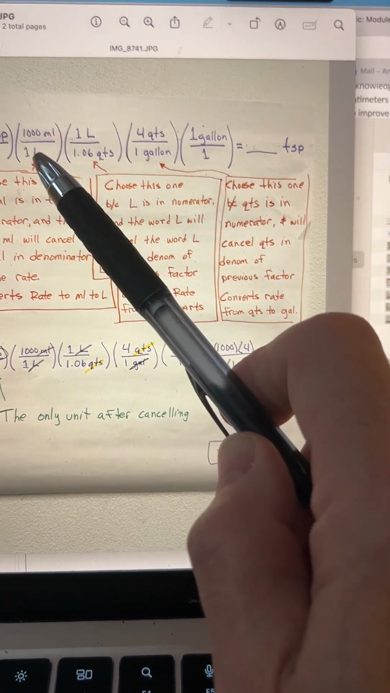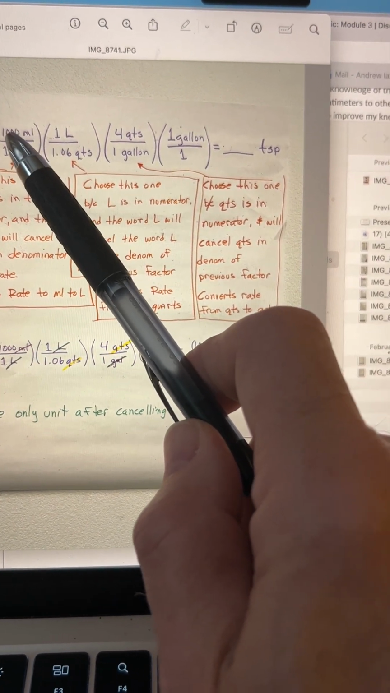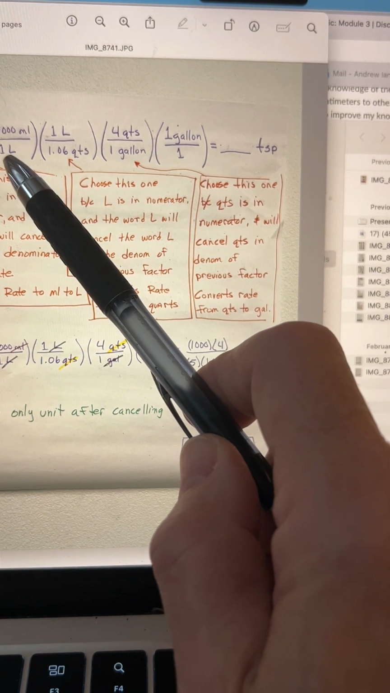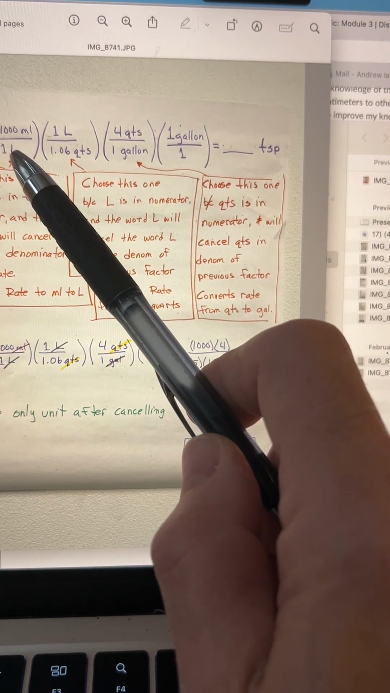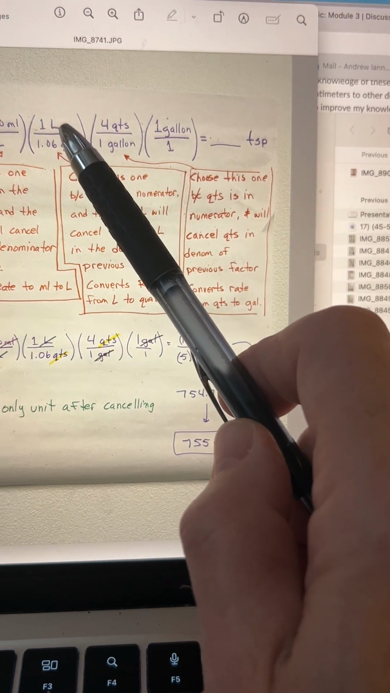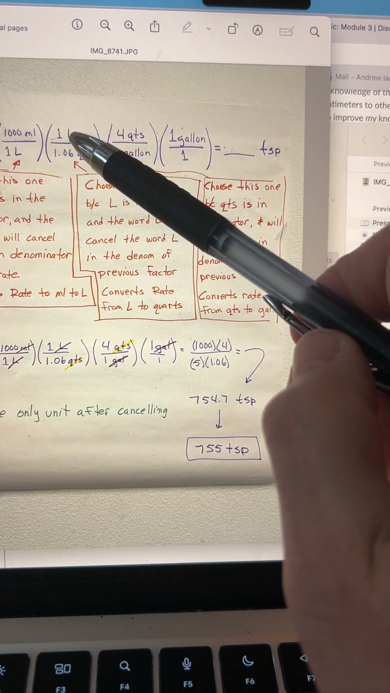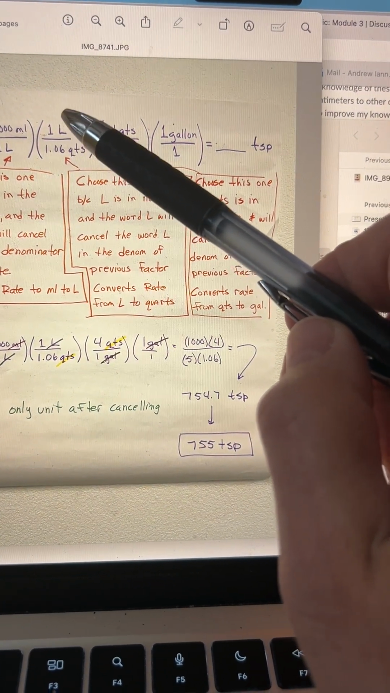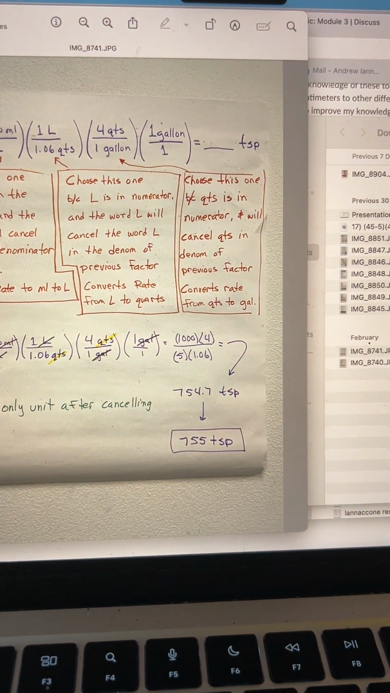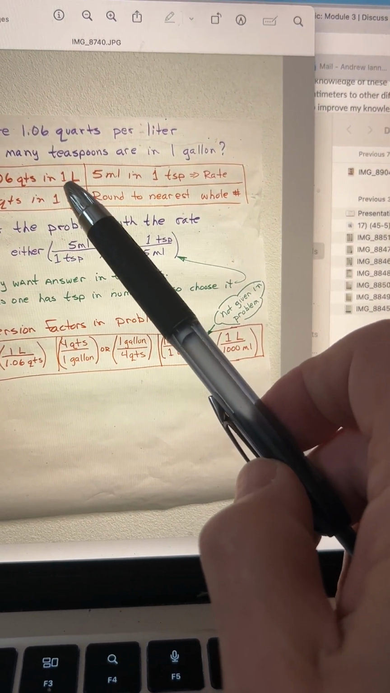So your previous conversion factor with milliliters on the top is 1,000 on the top, and then you go, okay, what word do I want to cancel on the bottom? It's liters, so go ahead and put liters on top. And you look at your other page, which other conversion factor has liters in it? And let's look and see. Well, look at that one. That one's got liters in it.